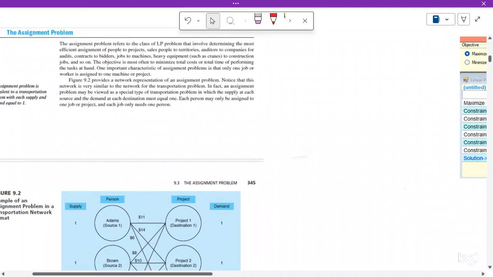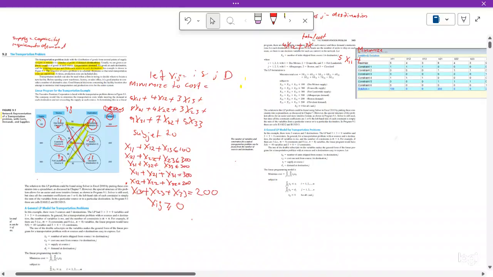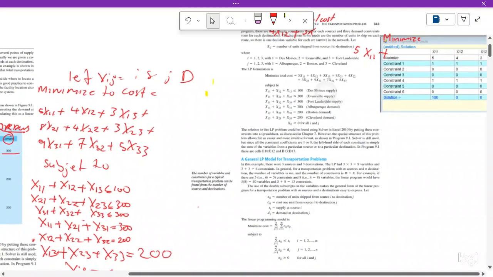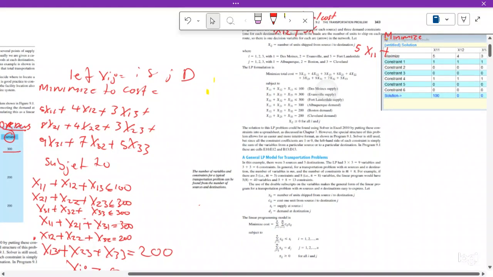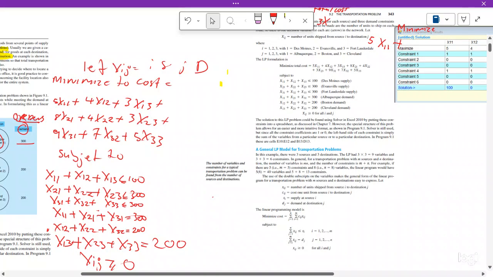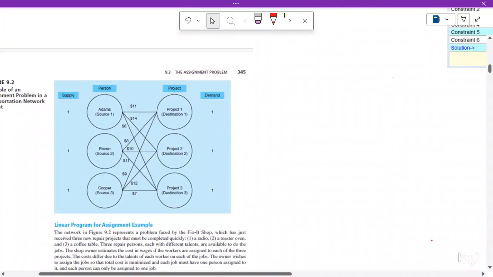Okay, now we're moving to the assignment problem. Man, how did I solve? How do I answer this? 1 2 2 2. Okay, nice, fine, it is fine.